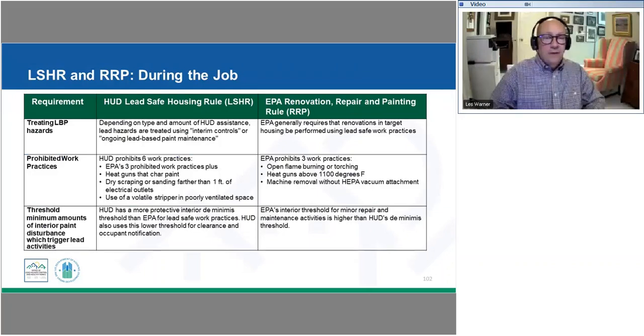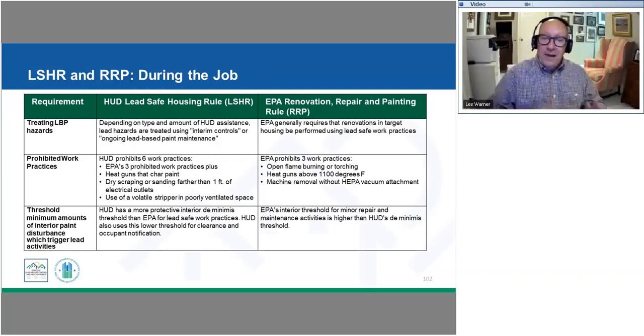Another key difference, and one where we see folks get tripped up sometimes, is prohibited work practices. These are things that you can never do. The EPA only has three: using an open flame or a torch to remove paint, heat guns that are above 1100 degrees, and some kind of machine removal that doesn't have a HEPA vac attachment to capture any dust that's created.